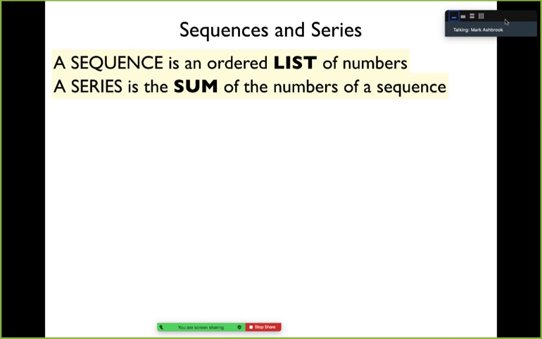A sequence is an ordered list of numbers, and the series is the sum of those numbers in the sequence. Never lose sight of this as things get harder, right? You've got to have this in place. If we're talking about a sequence, you're immediately thinking this is a list of numbers in an order. And then the series of that sequence is just where we're going to add them all up.